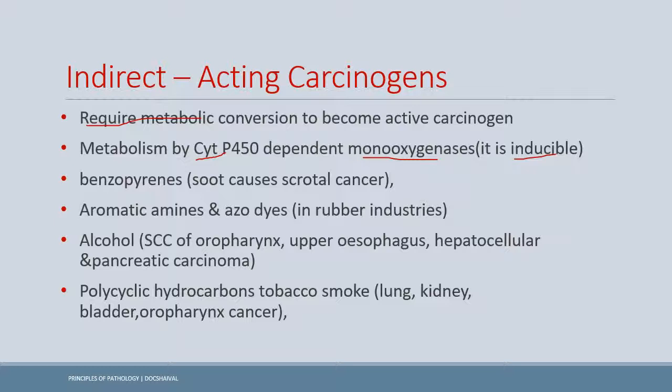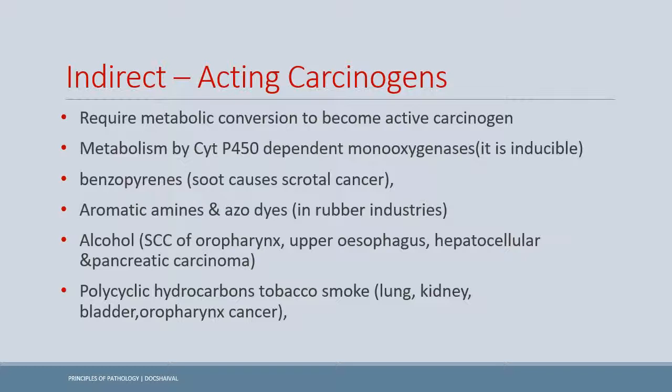Okay, now we have some examples of the indirect carcinogens which are high yield to know. Benzopyrene, the first one, is of historical importance because it was discovered by Sir Percivall Pott, and what he found was that soot from chimney workers caused scrotal cancer, and obviously they were then advised to bathe regularly, and that reduced the cancer significantly.